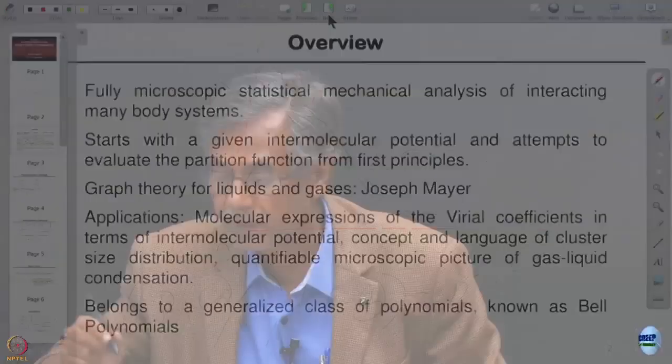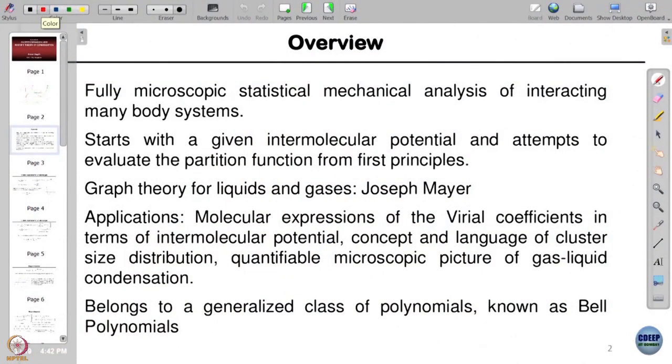But that will not work, right, because we now need a molecular description. We are talking of microscopics. We are not going to have this kind of hand-waving argument, which works reasonably well, but is still hand-waving. We want to have real molecules, real interaction potentials. How do you go about it? There is nothing there before Mayer did it. That is why Mayer's contribution is so important, and that is why we are spending time on discussing Mayer's theory. We want a fully microscopic statistical mechanical analysis of interacting many body systems.